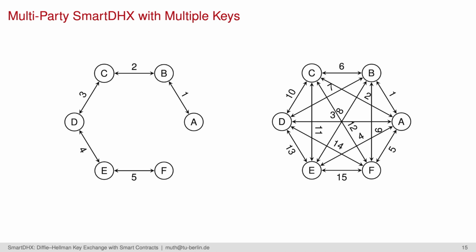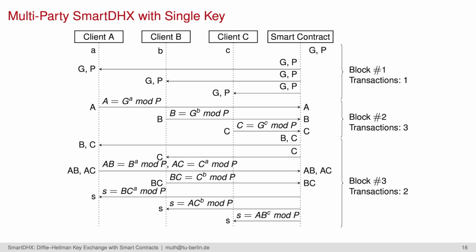Now, sometimes multiple parties want to exchange a secret key. They can therefore exchange keys between all participants. Either one single key per participant, like on the left-hand side, or multiple keys for a fully connected network. Or using the multi-party capabilities of Diffie-Hellman key exchange, which we implemented for minimizing the number of transactions. So one can either minimize the number of blocks or the needed gas, or like in our case, the number of transactions. For more details here, I'll refer to our paper.